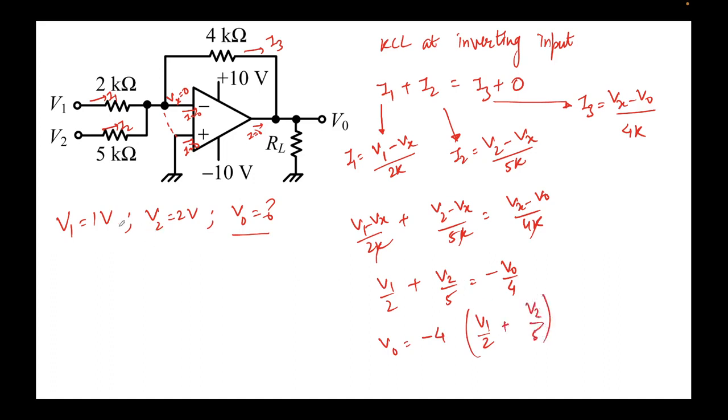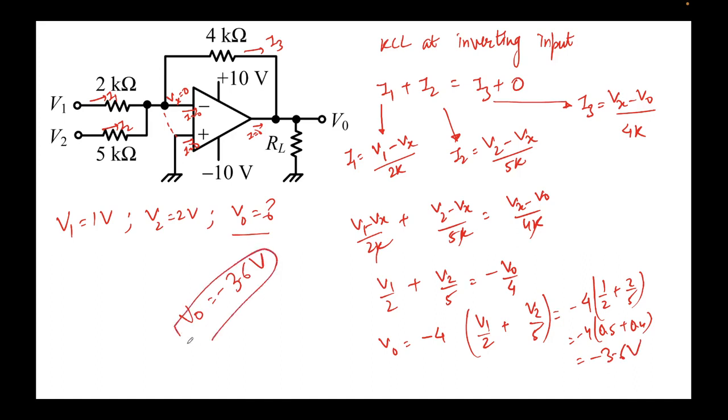V1 and V2 values are given, so you can simply put them in: minus 4 times (1 by 2 plus 2 by 5). This is minus 4 times (0.5 plus 0.4). 0.5 plus 0.4 is 0.9, into 4. This is minus 3.6 volts. So the answer is that V0 is equal to minus 3.6 volts.